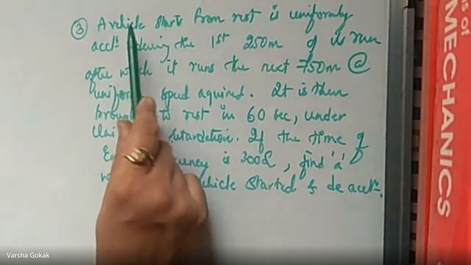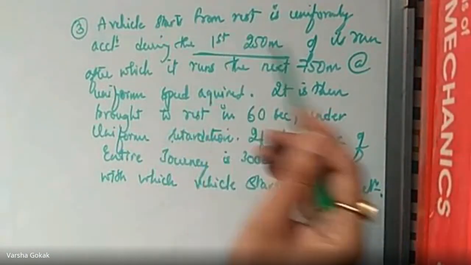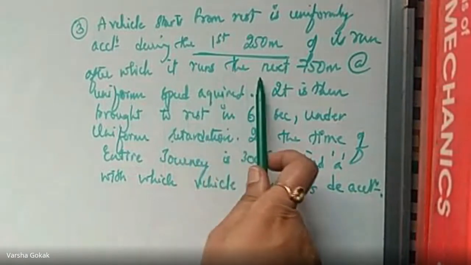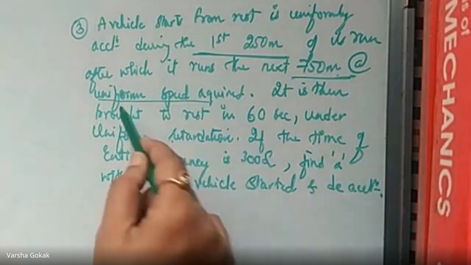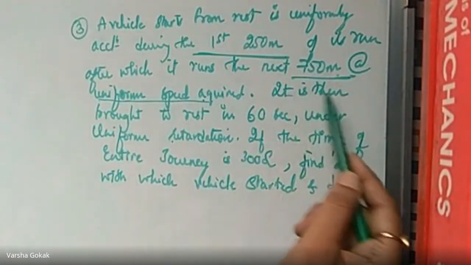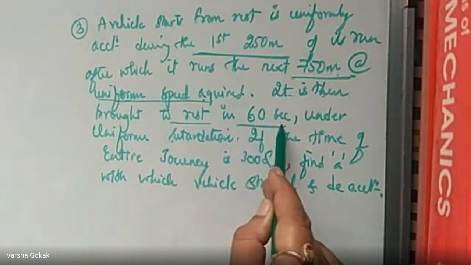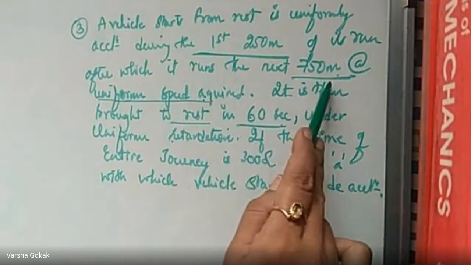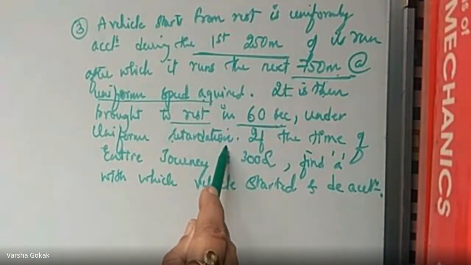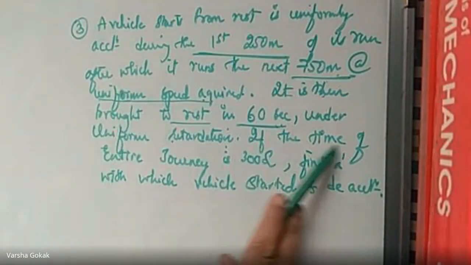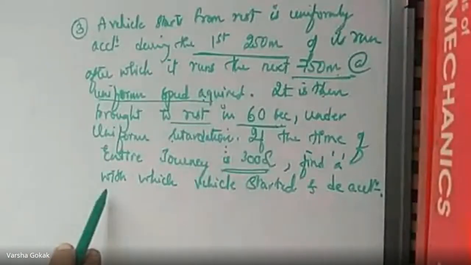See, a vehicle starts from rest, is uniformly accelerated during the first 250 meters of its run, after which it runs the next 750 meters at uniform speed. So the next distance is 750 meters and the speed is uniform. It is then brought to rest, so they apply brakes and it is brought to rest in 60 seconds. Time is given over here. The first time and second time are not given, the third time is given, under uniform retardation. So when I'm bringing it to rest, there is going to be retardation. The total time of the entire journey is 300 seconds. Find the acceleration and the deceleration.